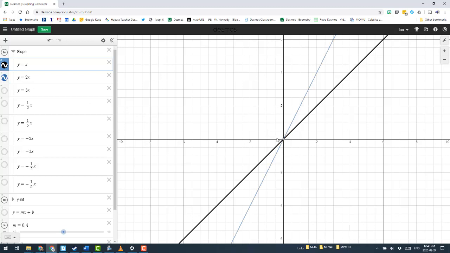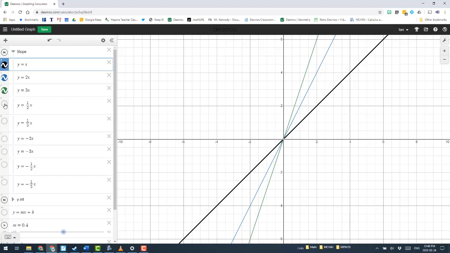So notice the y-intercept has not changed because this is still y equals 2x plus 0. I've only changed the number in front of the x. I've only changed the m value, which is our slope. And we can see this line has gotten steeper. If I turn on y equals 3x, our line gets steeper still.